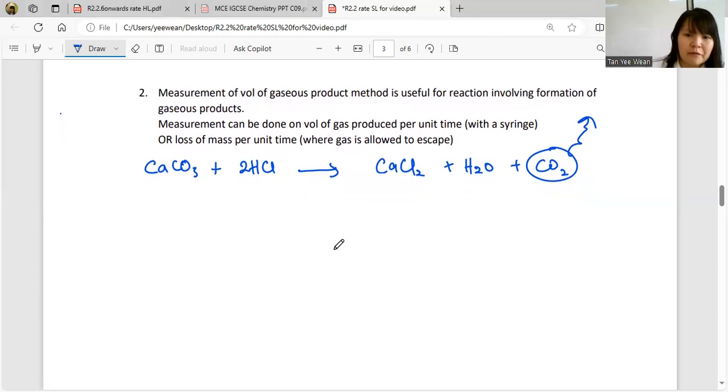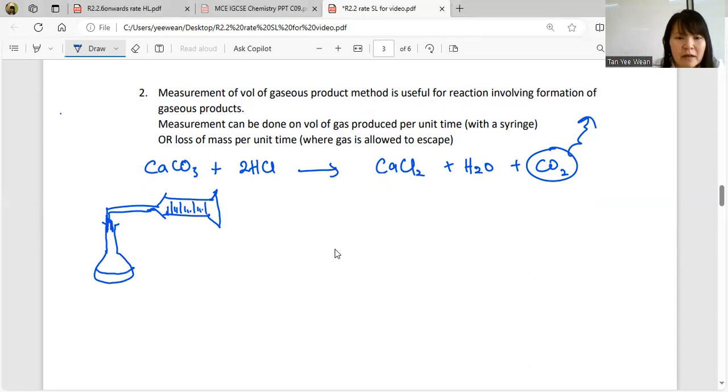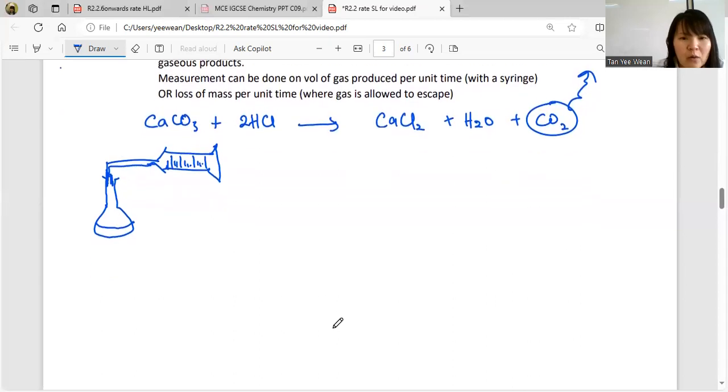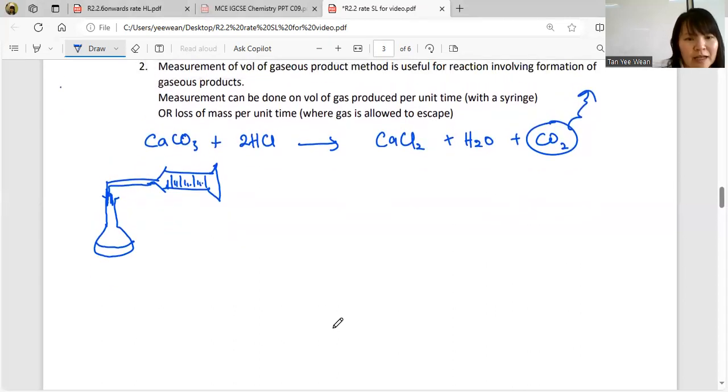Okay, to measure the volume of gas, you'll need a gas syringe. So this is connected to the gas syringe. I'm pretty sure you've seen this before in IGCSE. Okay, but there are some differences or some details added to the way we measure in IGCSE. We need to be a little bit more specific.